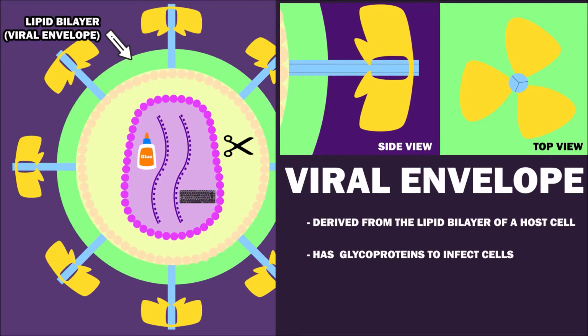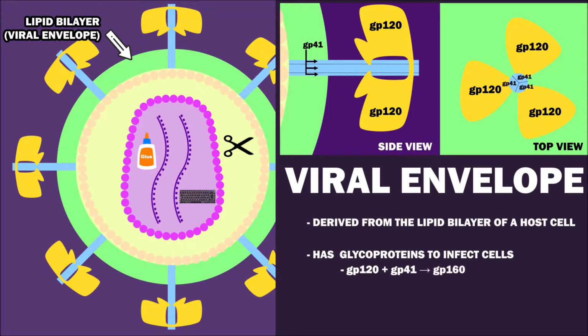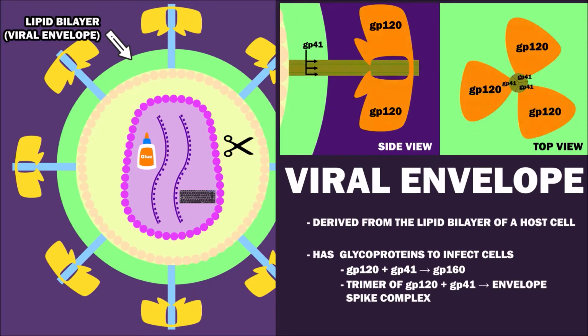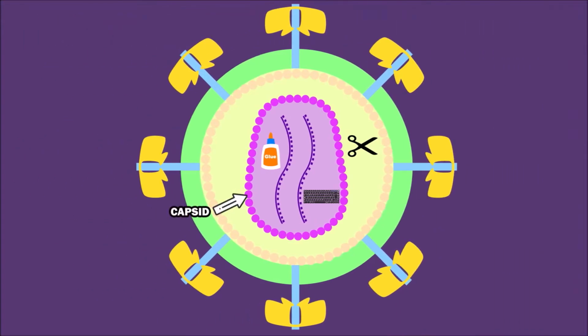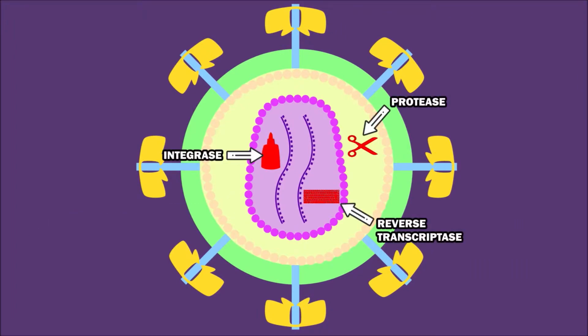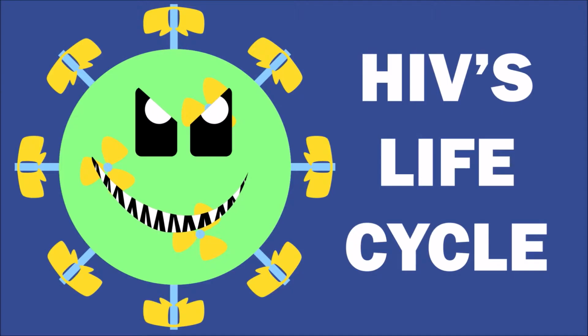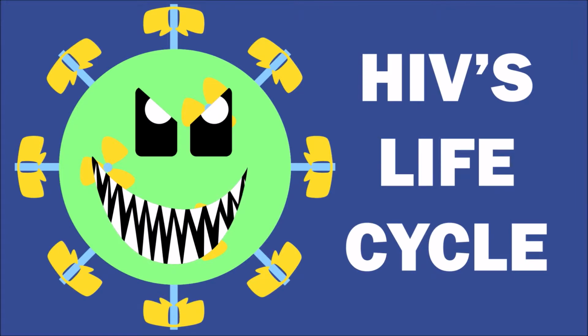These glycoproteins, GP120 and GP41, together form GP160. A trimer with 3 pairs of GP120 and GP41 glycoproteins forms an envelope spike complex. The capsid is a protein shell that protects the genome. Reverse transcriptase, integrase, and protease get to work once HIV is inside a host cell, and we'll get to that soon. First, let's follow HIV's life cycle.